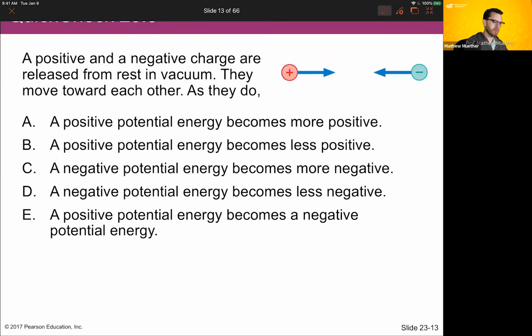So this is just what we were talking about. U is going to equal minus k times the magnitude of the positive charge times the magnitude of the negative charge over r. The negative sign is popping out in front because I have one positive charge and one negative charge. So first of all, I know that it has a negative potential, since I have two oppositely charged particles.